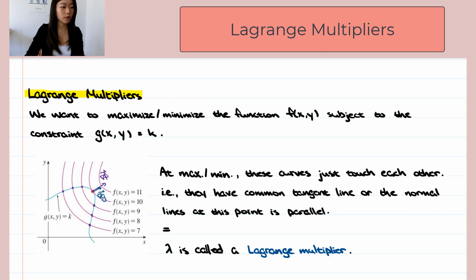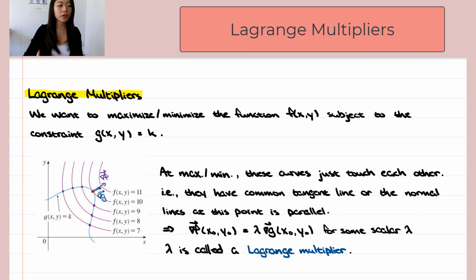So, from the graph, we get that at the maximum and the minimum, the gradient of f at the point x0 and y0 is parallel to the gradient of g. In other words, in terms of vectors, it will be a scalar multiple of the gradient of g at the same point, x0 and y0. And we are going to call this proportionality, lambda, the Lagrange multiplier.